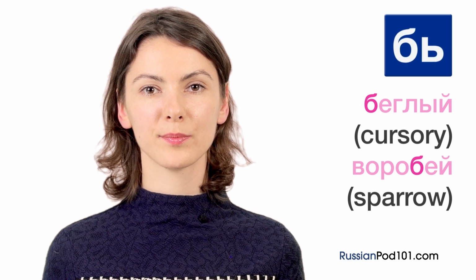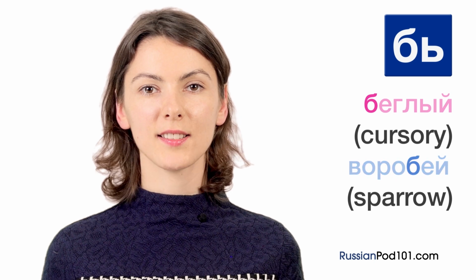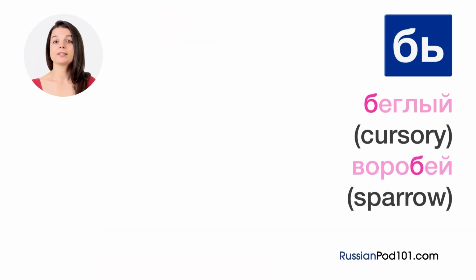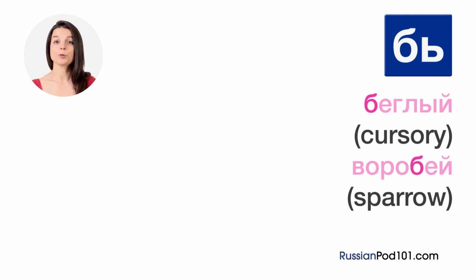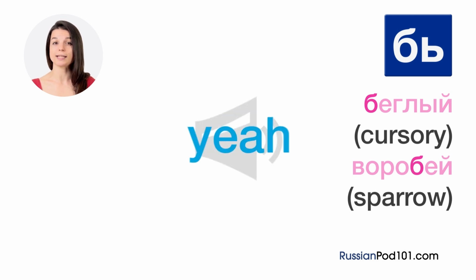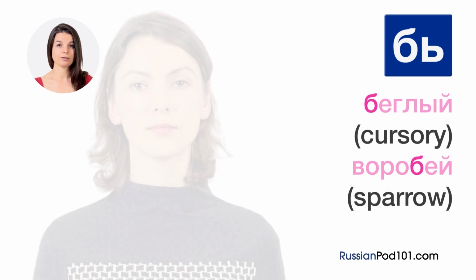Б, беглый, воробей. This is almost like saying a B and a Y sound at the same time. To produce the soft versions of a consonant, raise the middle part of your tongue to the roof of your mouth, as if you're about to say the word yeah, and try to pronounce it alongside the consonant. Speakers of English can sometimes produce this sound when they say the word beautiful.